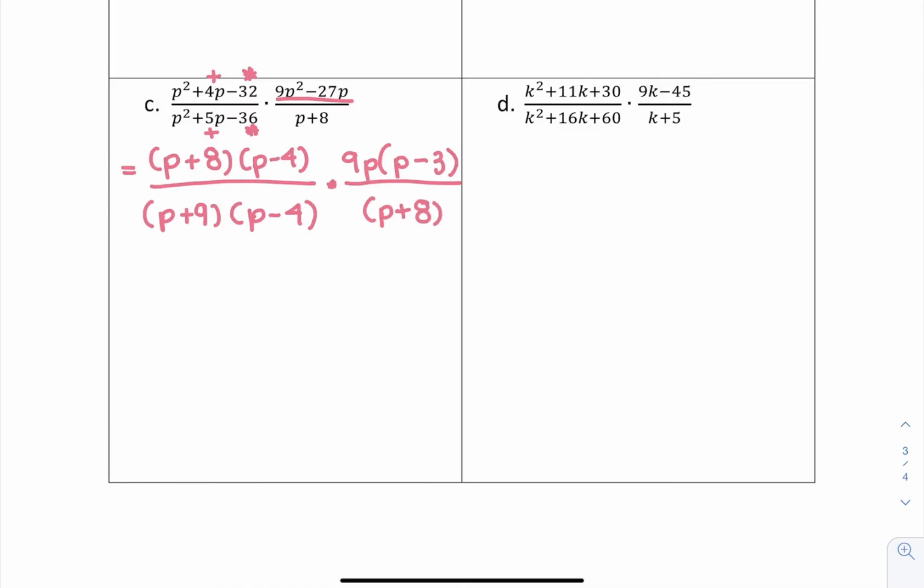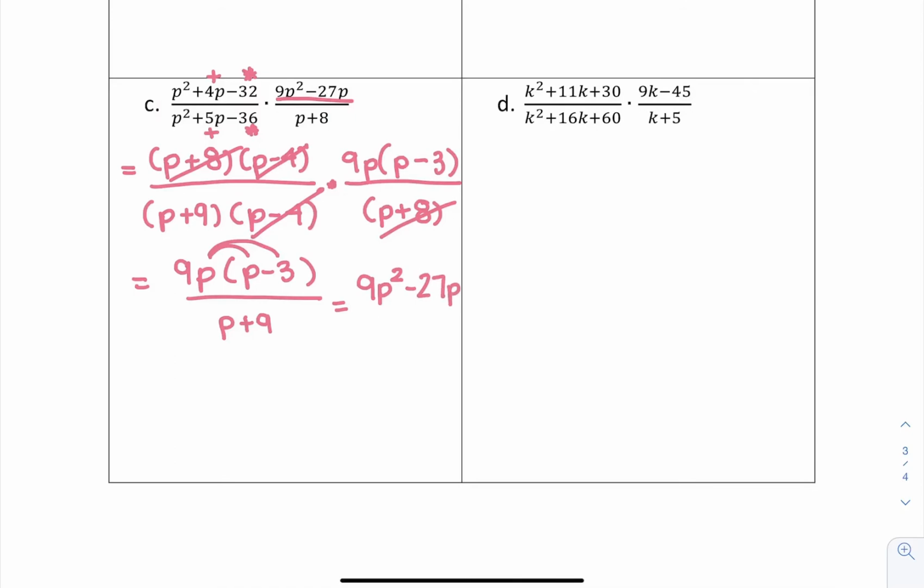Now let's try to cancel. I can cancel out the p plus 8 and the p plus 8. I can cancel the p minus 4 and the p minus 4. That's about it. So now I will write this out. 9p times p minus 3 all over p plus 9. I'm going to multiply now, so I'll distribute. I'll get 9p squared minus 27p all over p plus 9.